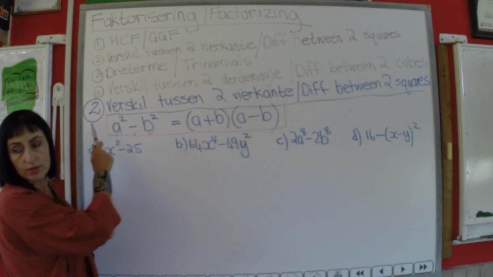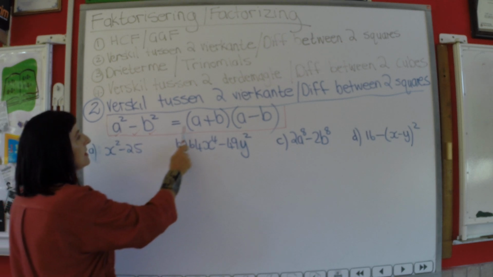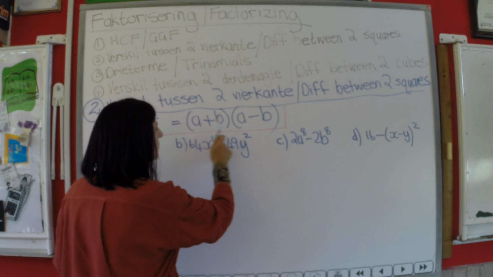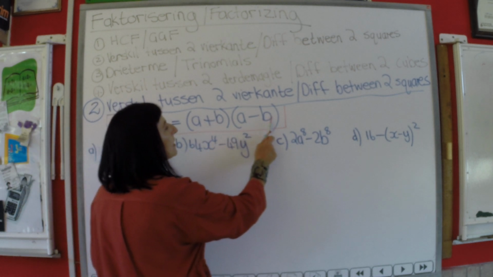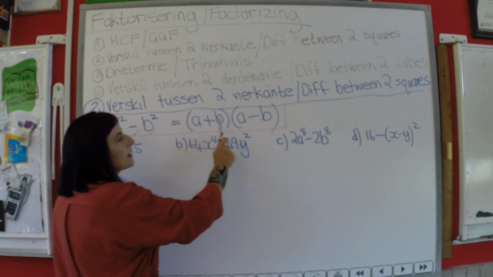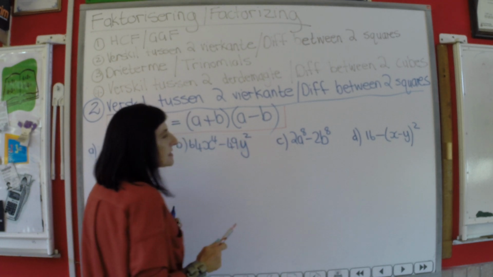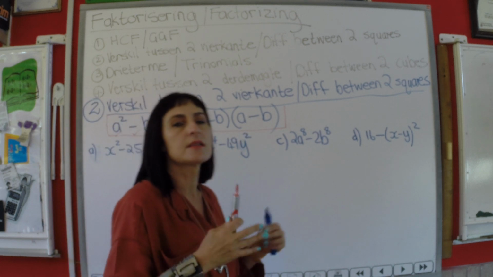I can get the square root of a squared. That gives me a. And I write a in both brackets. The square root of b, dis b, ek skryf dit ook in albei hakkies. En in die een hakkie maak ek 'n plus en in die ander hakkie maak ek 'n minus. It doesn't matter if you make the minus first and the plus second, it's the same thing.